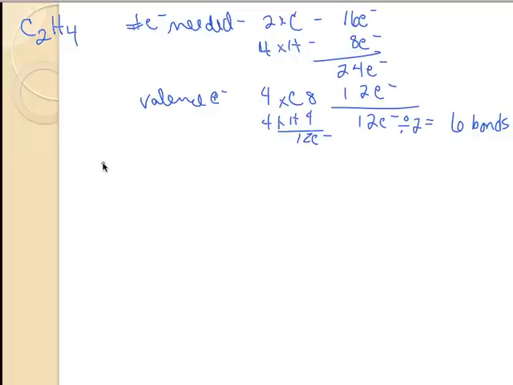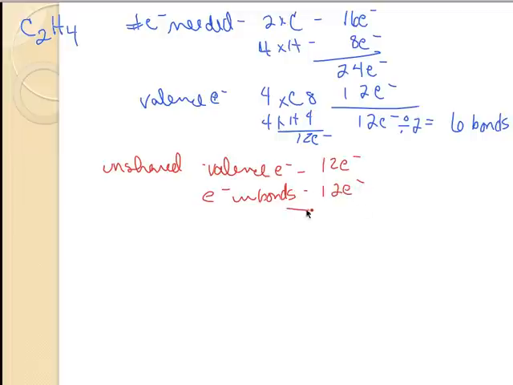Second half is to determine the number of unshared pairs. So I take the number of valence electrons, and that's 12 electrons. And then I have the electrons in bonds. That's 12 electrons. 0 electrons left, so I have no unshared pairs. Okay, so I have C2H4.